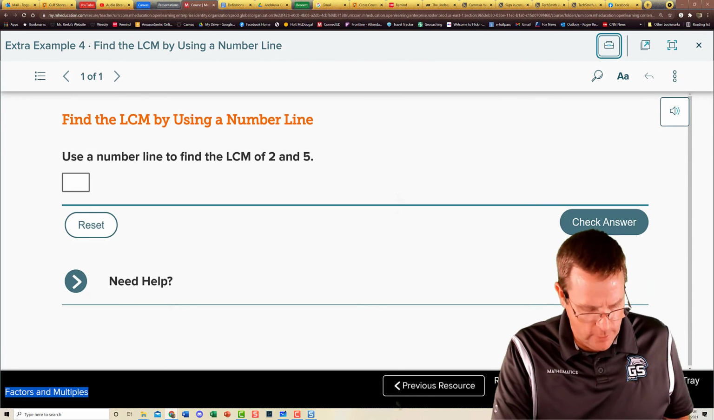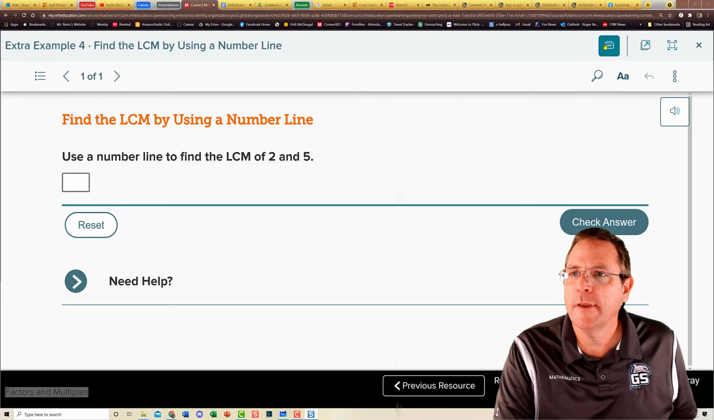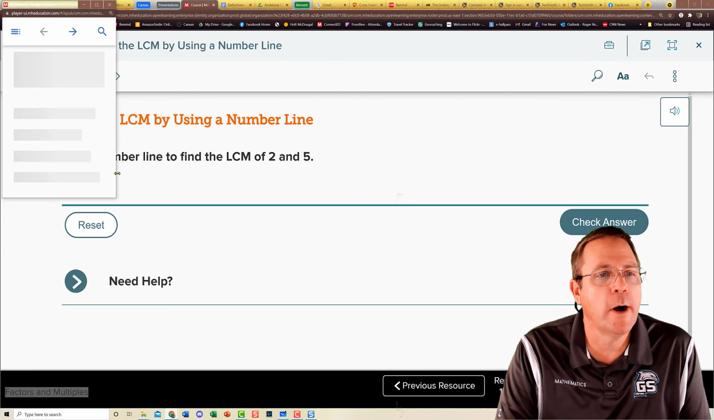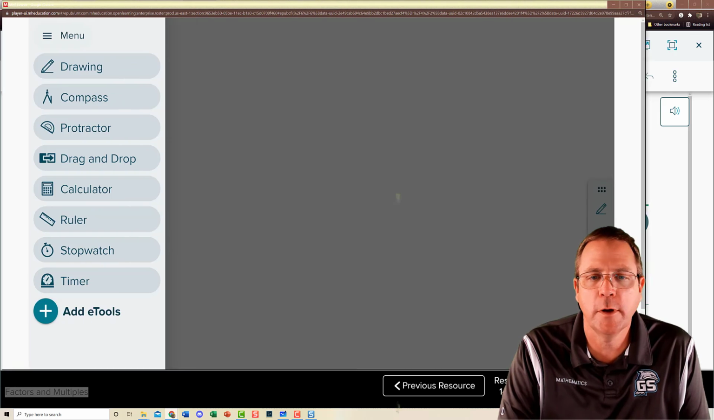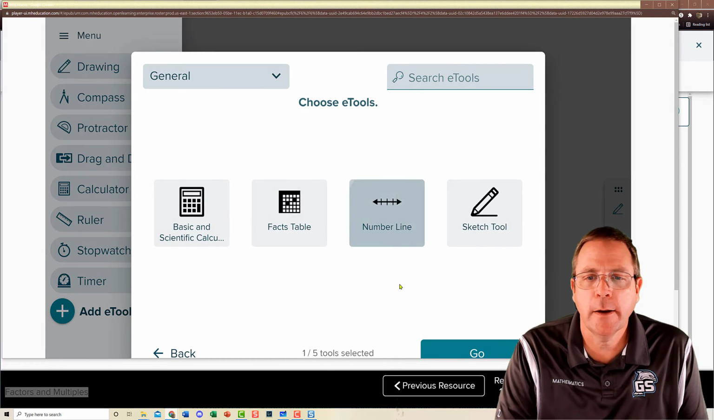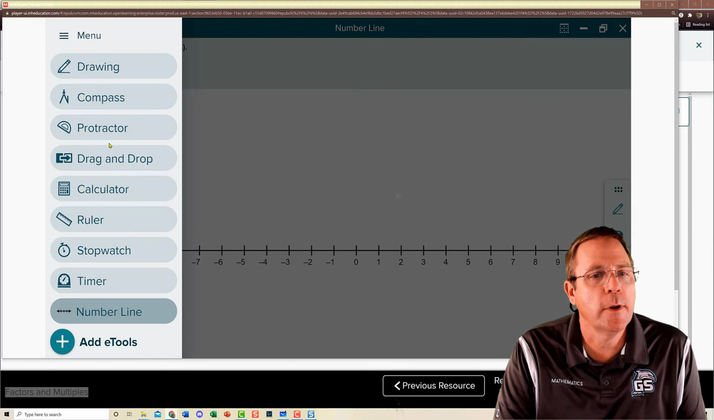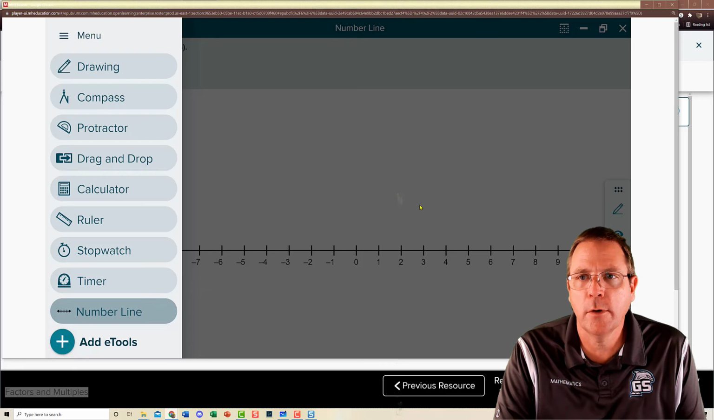Now to do this problem, I'm going to do it a little bit different. I'm going to use a resource that we have inside the textbook toolboxes. You haven't seen me do this one yet, I don't think. I'm going to add tools. I'm going to add a number line tool to it. And then I'm going to hit OK. And then from here, we've got our number line going on right there.